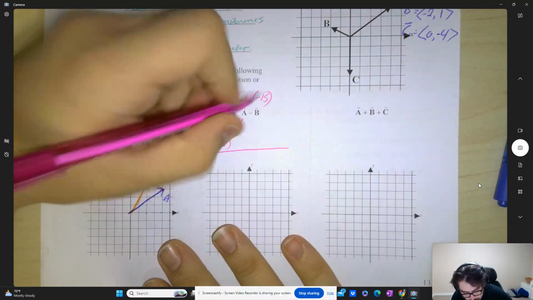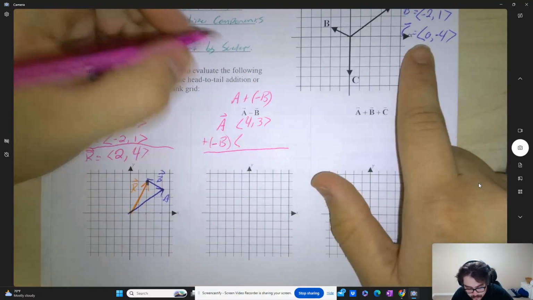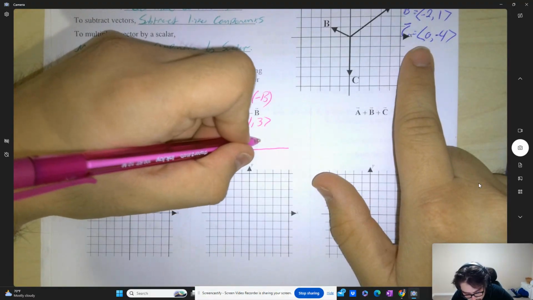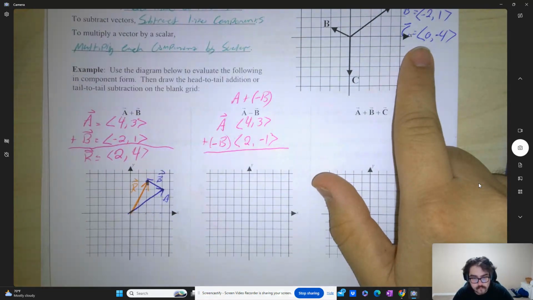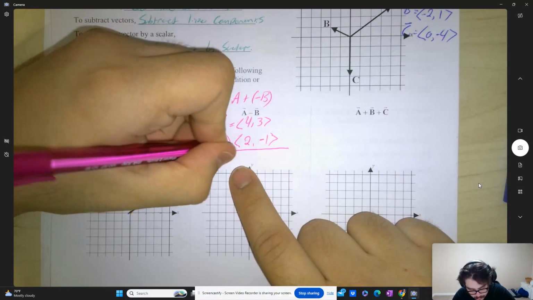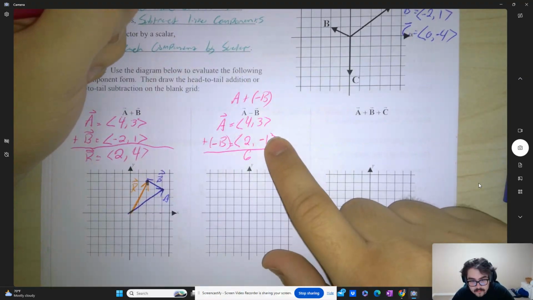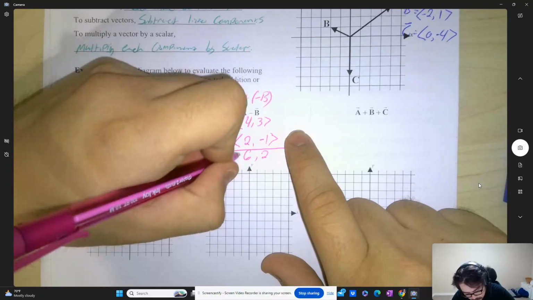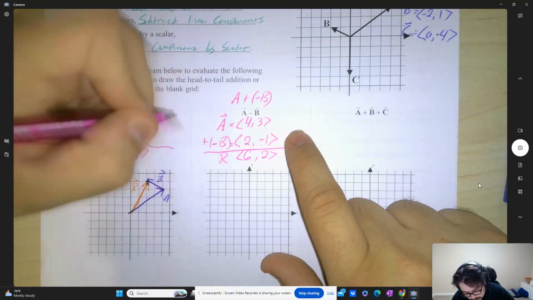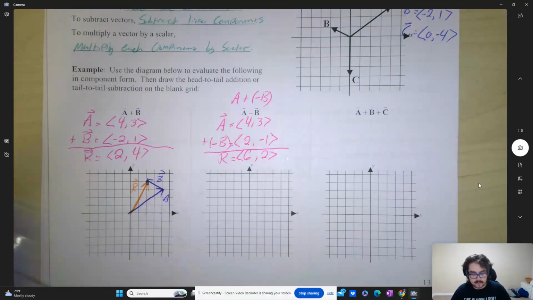Okay, so A we already said was 4 comma 3. And B, I'm just going to make both the components negative. 2 comma negative 1. Okay? And so now I can do it pretty easily. This is going to be 6, and then 3 plus negative 1 is going to be 2. So there's my resultant components. Okay? So now I'm gonna draw them on the grid.